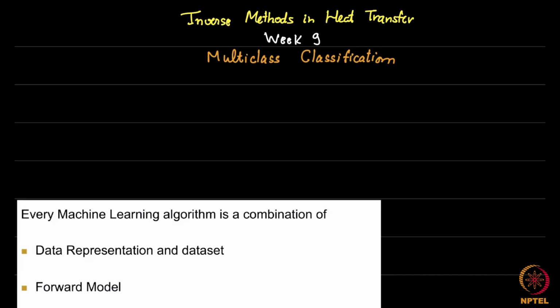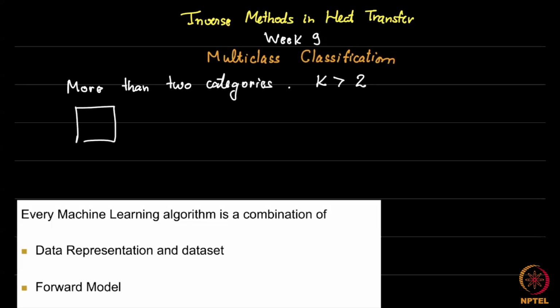So here you have more than two categories that you can split the data into. So let's say the number of categories is k, so then k is greater than 2. For example, you have an image and this image is of something. If there were only two categories, typically you will use a binary classification approach. But here, if it's, let's say, a cat or a dog or a horse, then the number of categories is 3.